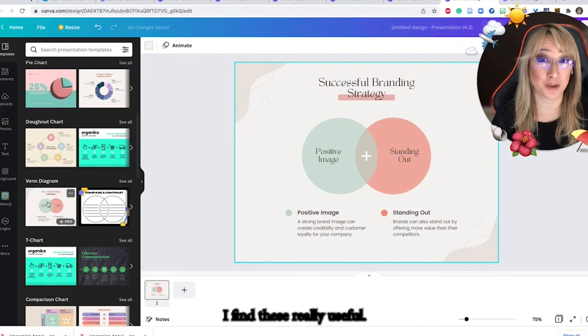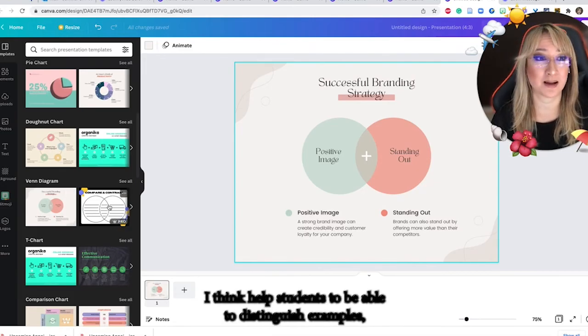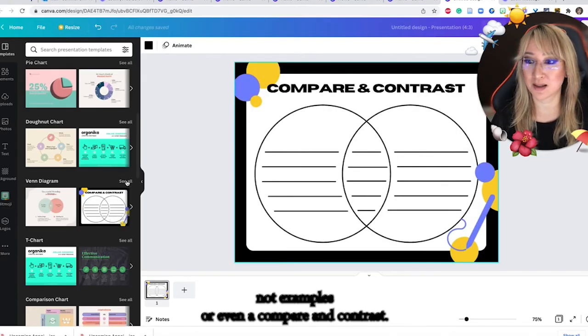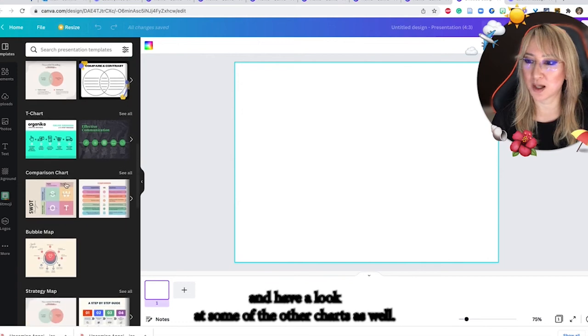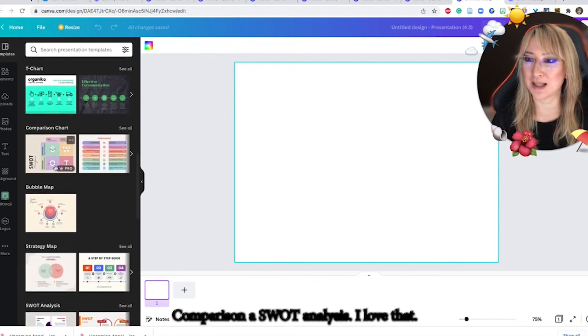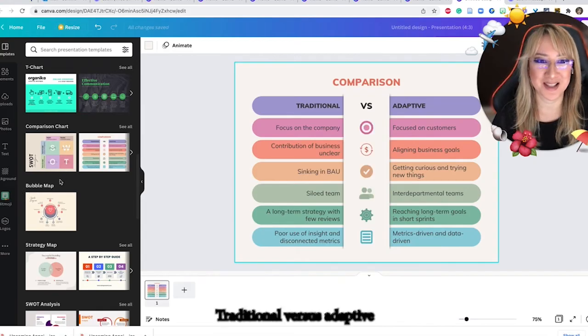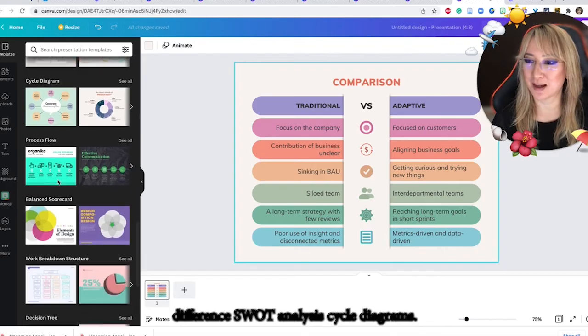I find these really useful. These types of organizers, graphic organizers, I think help students to be able to distinguish examples, non-examples, or even compare and contrast. And then let me just scroll down and have a look at some of the other charts as well. Comparison, a SWOT analysis. I love that. What's this one? Yep, traditional versus adaptive. Different SWOT analysis, cycle diagrams.